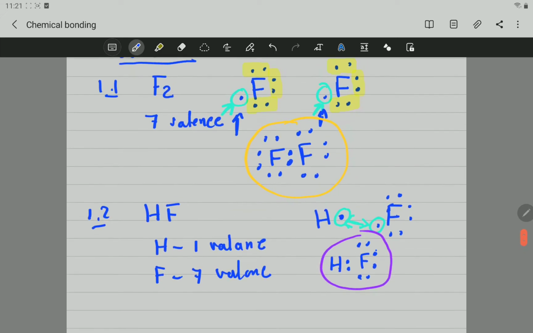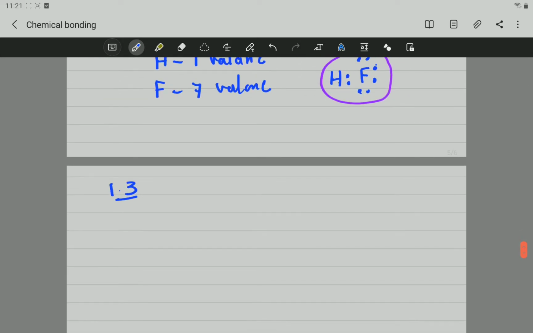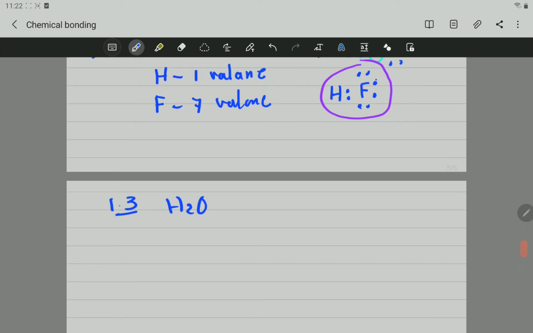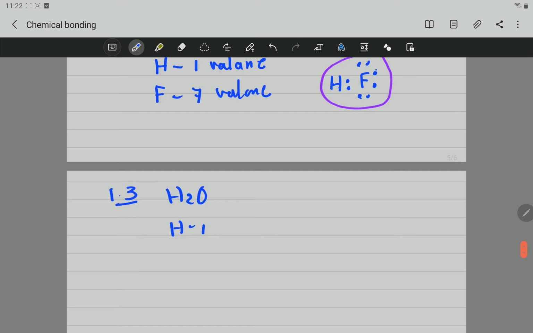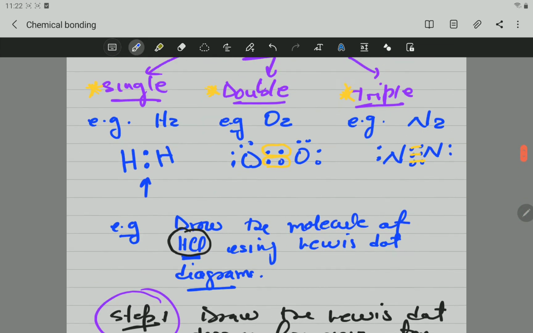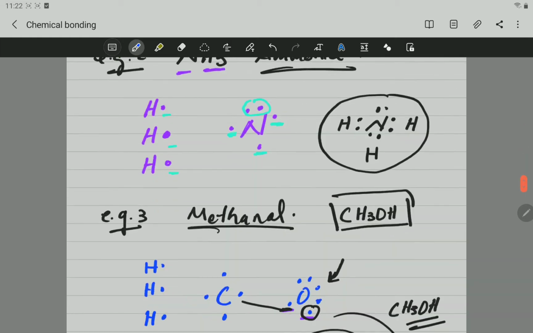Now, what is example 1.3? It says water, the molecule of water. Water is H2O. We have two hydrogens and one oxygen. Hydrogen has one valence electron. Oxygen, let's just go to the periodic table quickly to look for oxygen. We did it before, let's go back. Oxygen is here, in group 16, therefore it has 6 valence electrons.